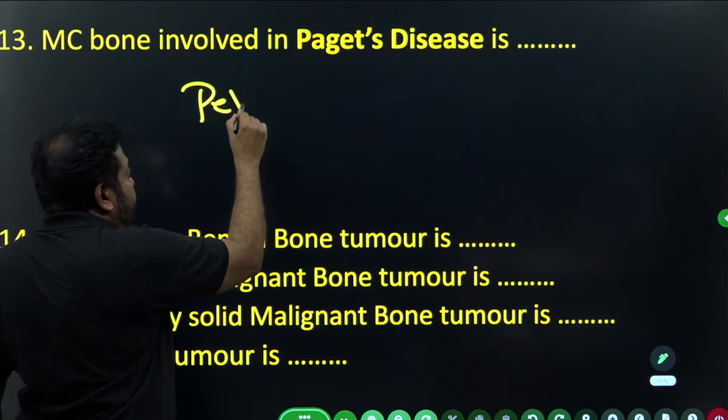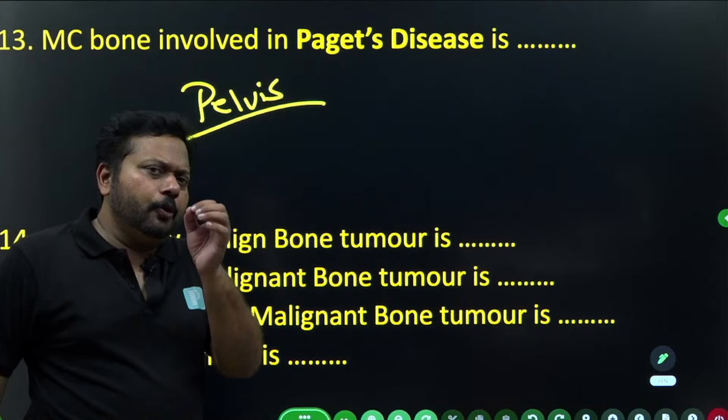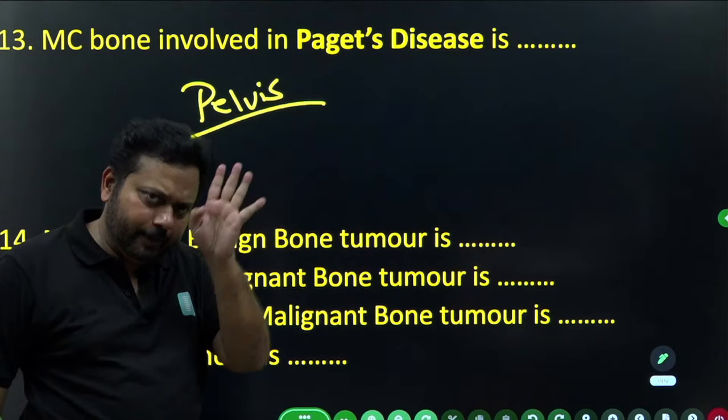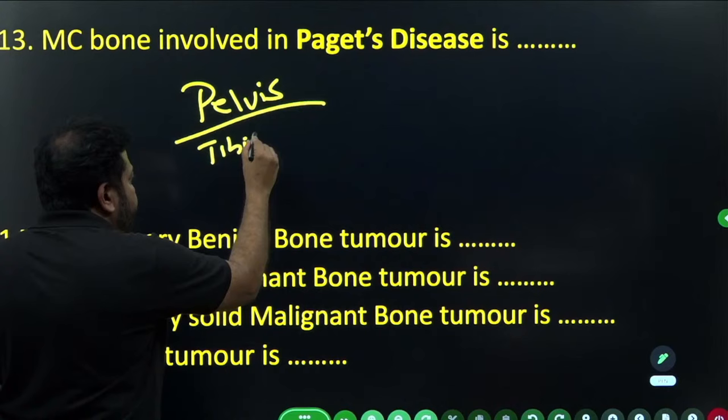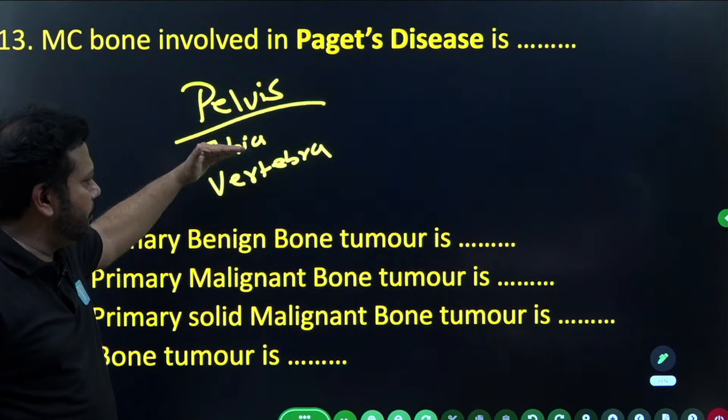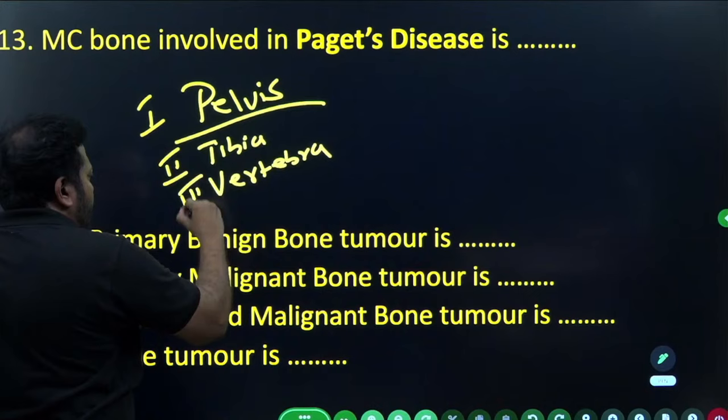You should refer to the higher books. Some MCQ books give a wrong answer. I am not going to tell you the wrong answer because that will get embedded in your mind. Please, dear friends, trust me. The most common bone involved in Paget's disease is pelvis. Next to pelvis, the second most common is tibia. Third most common is vertebra. Pelvis, tibia, vertebra is more than enough. Most common, second and third common bone in Paget's disease, otherwise called osteitis deformans.